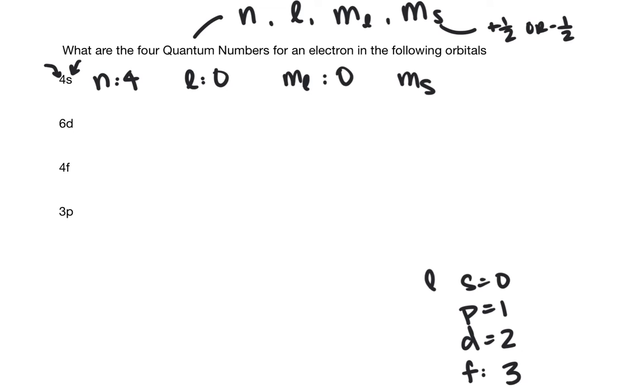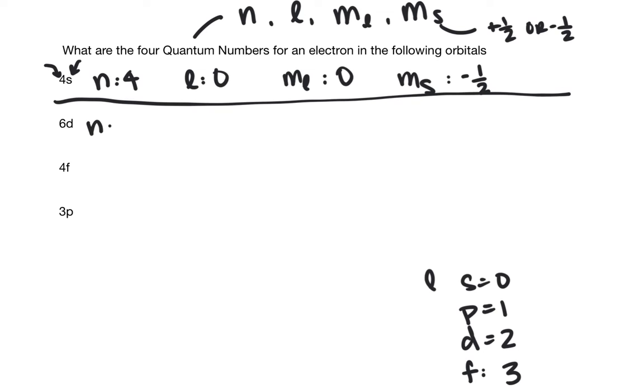But in this case, it says, what are the four quantum numbers for an electron, not for both electrons? So this has to be either plus 1/2 or minus 1/2, not both. So I'm going to pick negative 1/2. So now let's look at the next one.